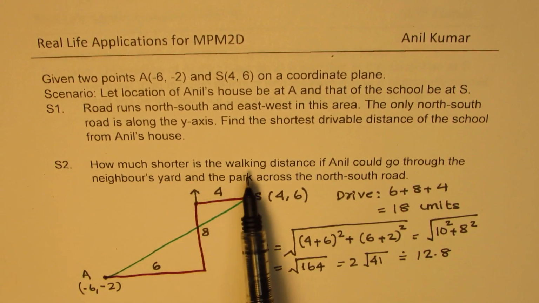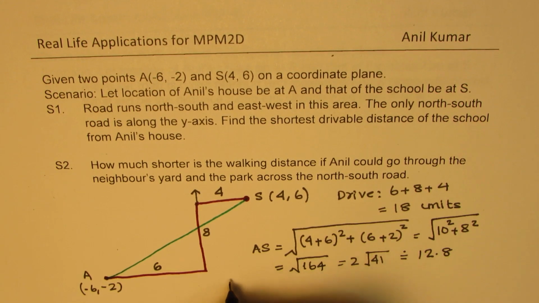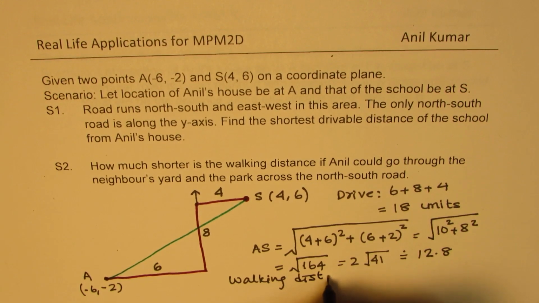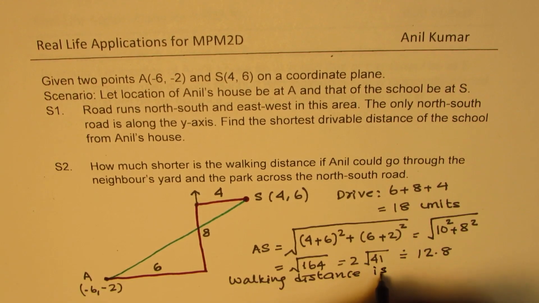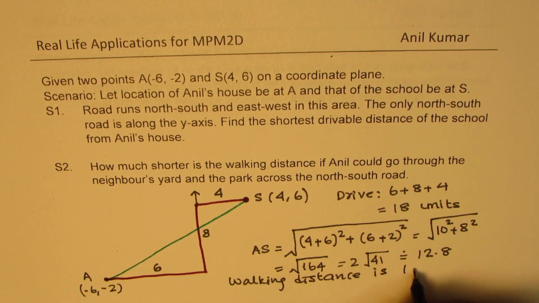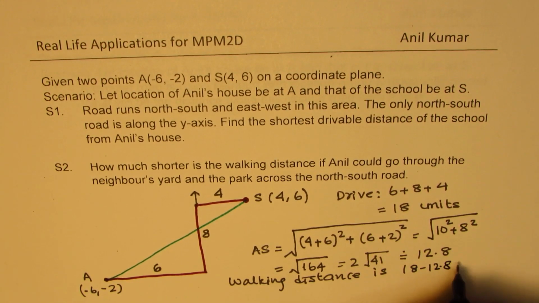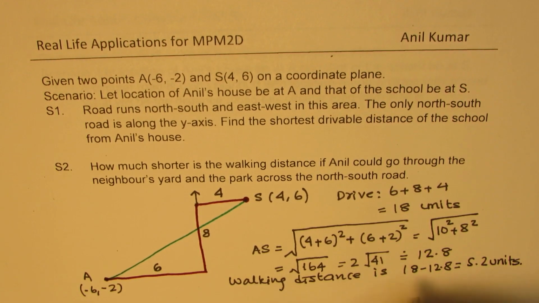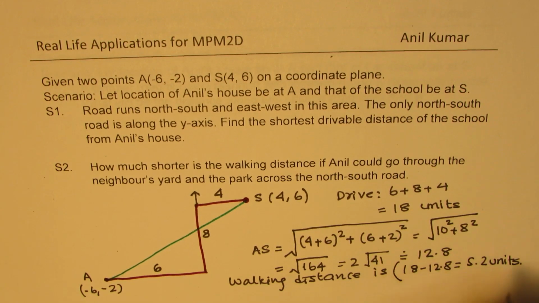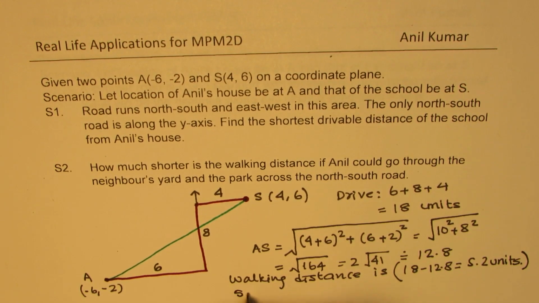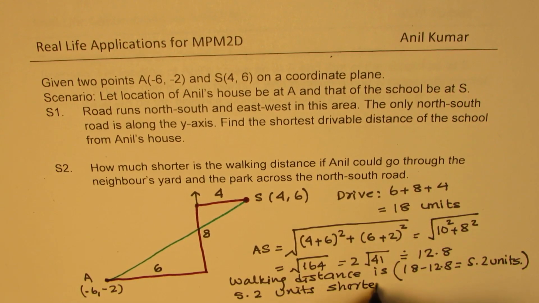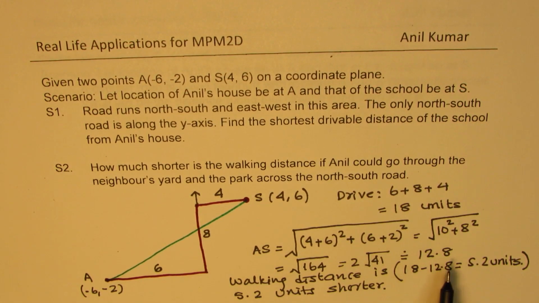So how much shorter is the walking distance? We can write down: the walking distance is the difference between the two, which is 18 minus 12.8, so which is 5.2 units. This much shorter. Let me put it in brackets: 5.2 units shorter. Correct. So we also know now that this distance basically is 12.8.